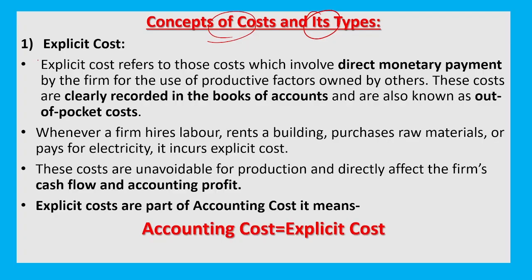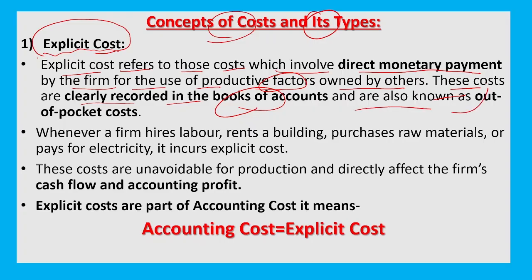Number one is, you can see on the screen, explicit cost. What does the word explicit mean? Explicit cost refers to those costs which involve direct monetary payment by the company or firm for the use of productive factors owned by others. These explicit costs are clearly recorded in the books of accounts and are also known as out-of-pocket cost.